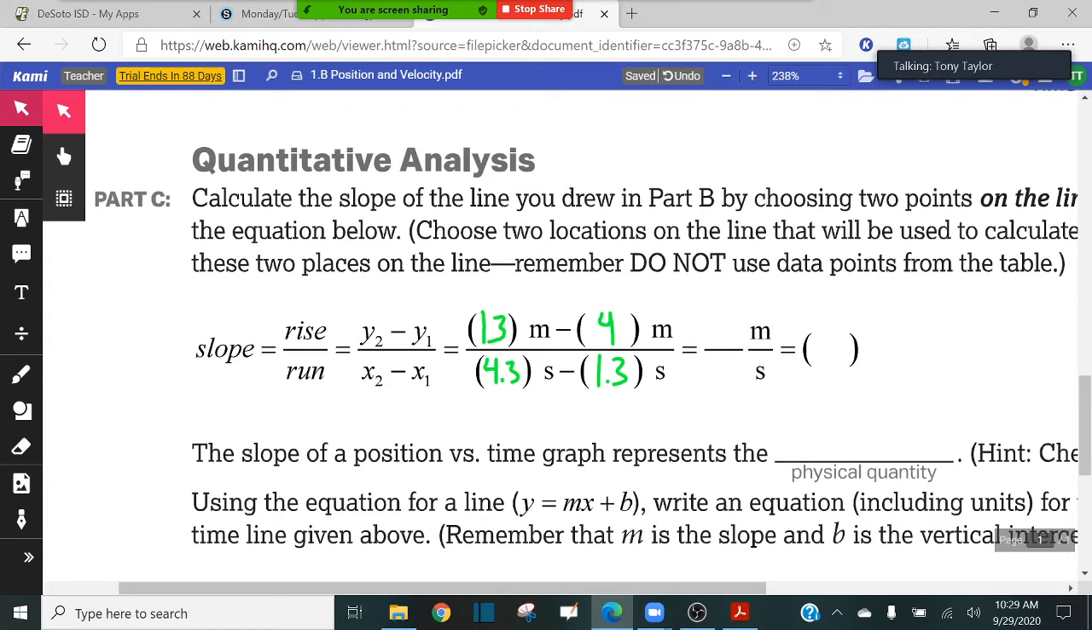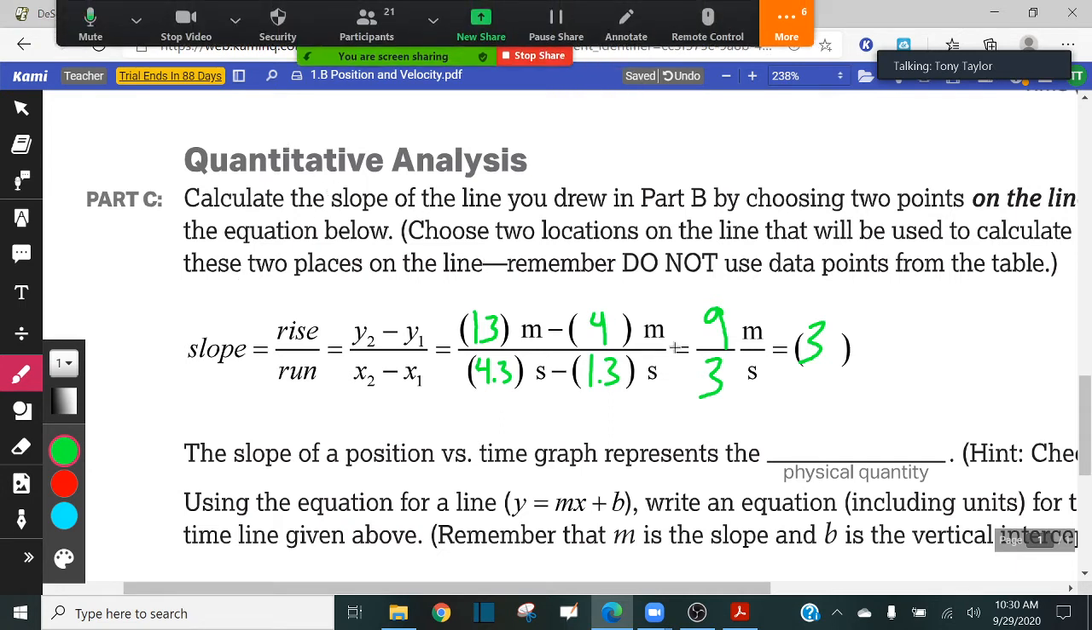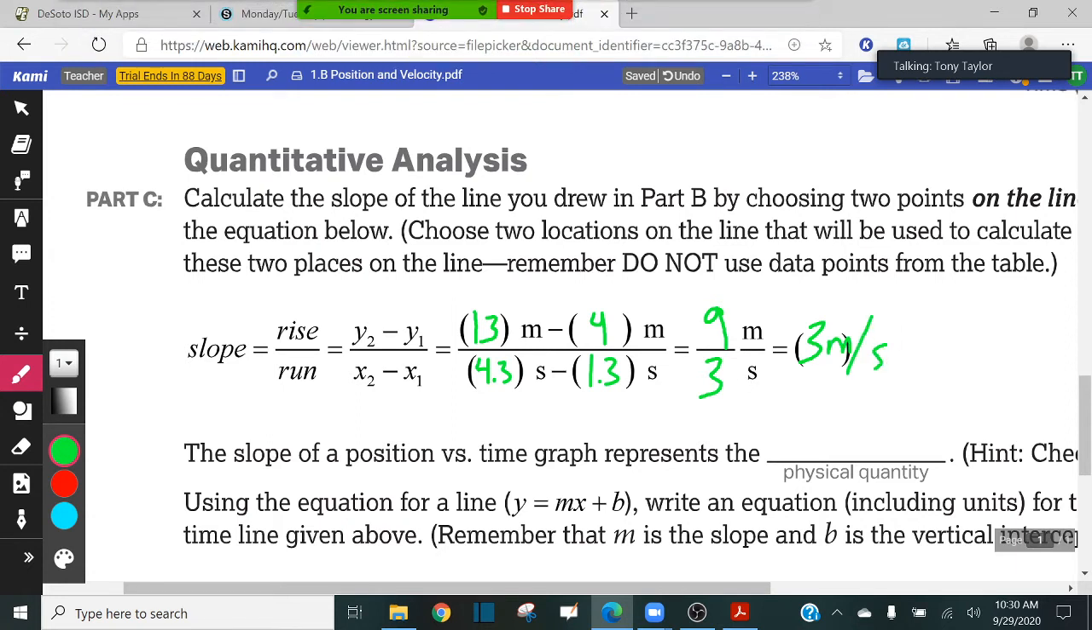In fact, you guys don't even need a calculator to do this. 13 minus 4 is 9. And 4.3 minus 1.3 is 3. So obviously, guys, what is the value of our slope? 9 divided by 3 is what? Yep, 3. And to be specific, guys, our units for our slope here are meters per second. So I'm going to write that down. So meters per second are our units. Okay.